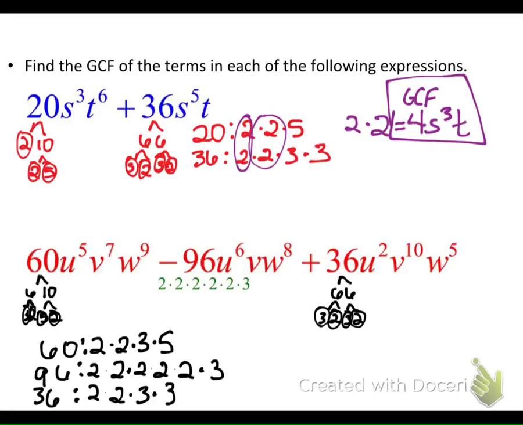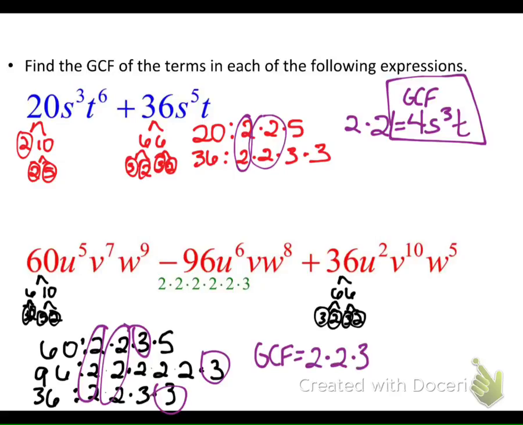All right. What numbers do all of those have in common? 2. Another 2. And a 3. Any other numbers in common? No. Nope. We're good. So our greatest common factor is going to equal 2 times 2 times 3, which is what? 12.